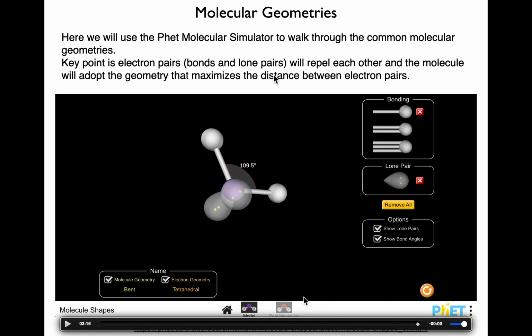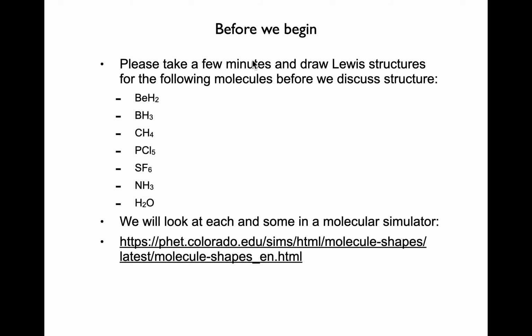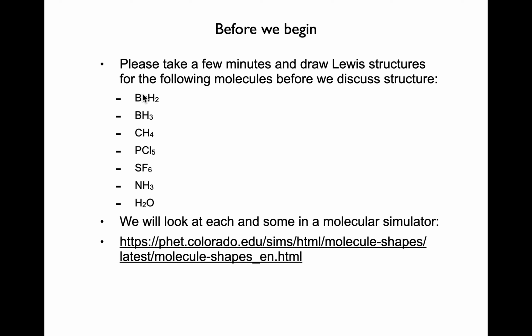So I hope that it helps illustrate what these look like in 3 dimensions. Play around with this simulation. In lab, you'll get to play with it some more. We're going to sort of now draw some Lewis structures and apply that to the molecular geometry. So what I encourage you to do at this point is pause this video, and draw some Lewis structures. So draw all of these Lewis structures so you have them in front of you. And then what we're going to do is assign molecular geometries to each of these.